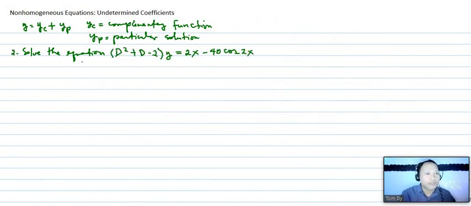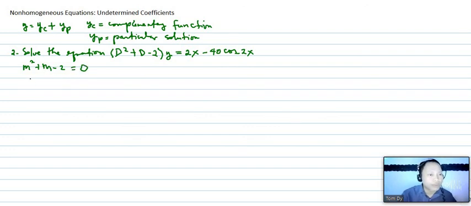Another example, we have to solve the equation D squared plus D minus 2 y equals 2x minus 40 cosine of 4x. So we have here our differential operators. So to solve this problem, again, we will write its auxiliary equation. So we have, this is second derivative. So m squared plus m minus 2 is equivalent to 0.